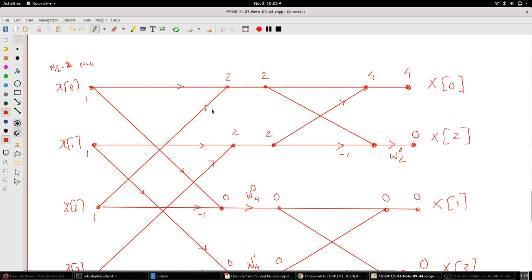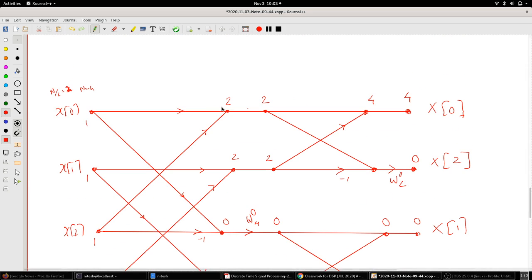Okay, so this is your 4-point DIF structure. DIF means this sequence goes out of order. Okay, clear?